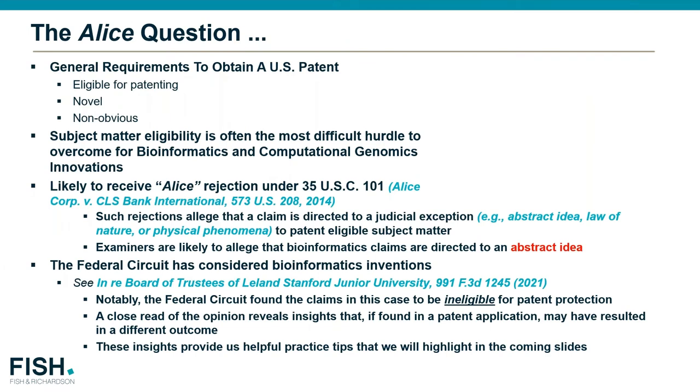So we captioned this slide the Alice question, based on the Alice Corp versus CLS Bank International case from 2014, which was a Supreme Court case that really kind of started the litigation attacks on software types of patents. In that case, the Supreme Court created a two-part test. In the first part, they look at whether the claim is directed to a patent ineligible concept. For example, is it an abstract idea, a law of nature, a natural phenomenon? And if the answer is yes in part one, in part two, they look at whether the claim elements and the rest of the claim transform the claim into patent eligible subject matter. And they're looking for innovative concepts.